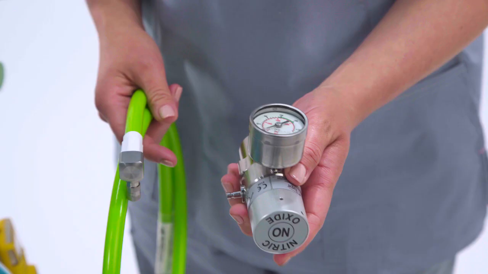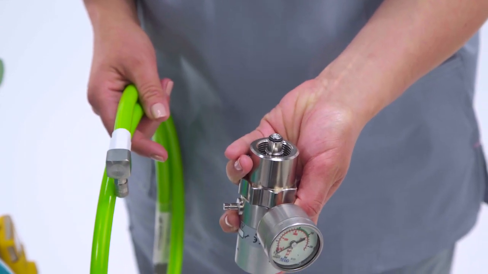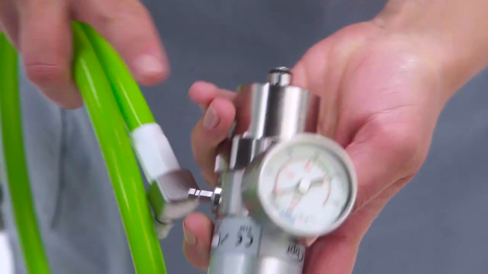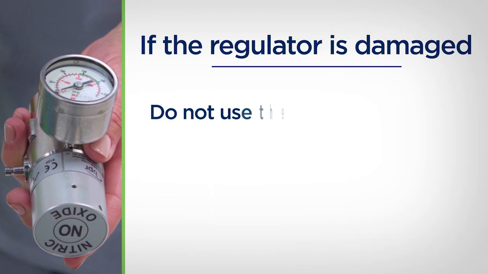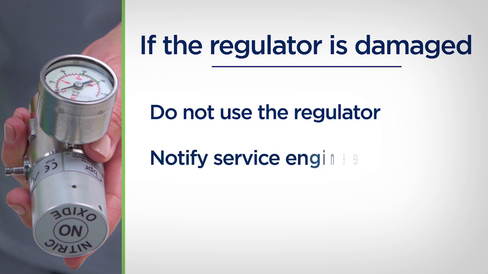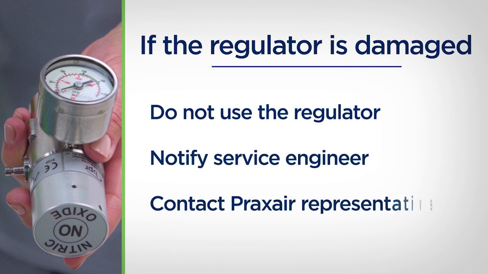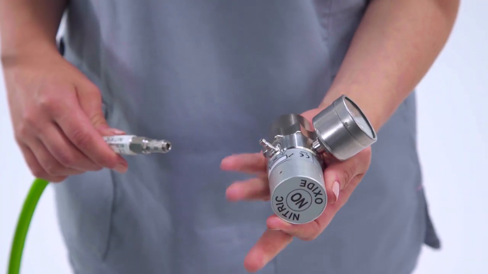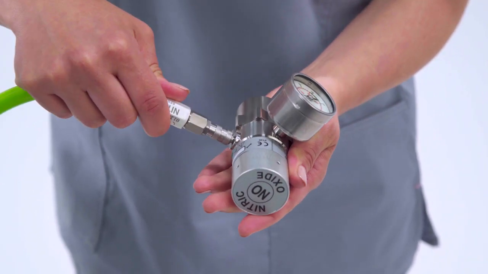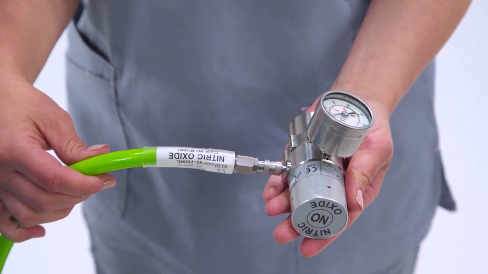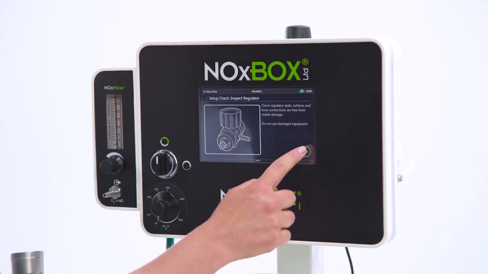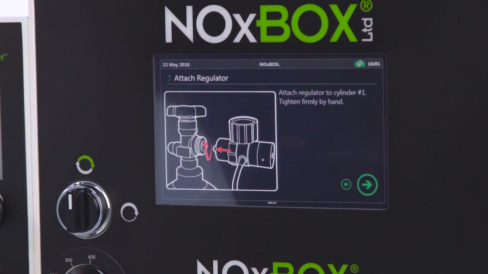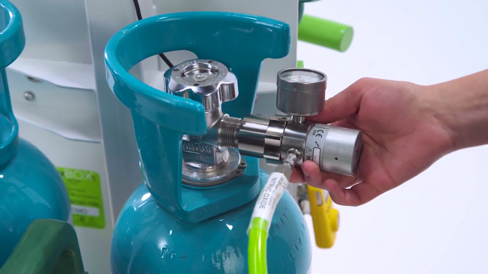Next, inspect the regulator you intend to connect to the NOx-event gas cylinder, paying particular attention to the sealing O-ring, gauge, and body for signs of damage. If the regulator is damaged, do not use it. Contact your qualified service engineer or contact your PraxAir representative. Once you're certain the parts are free from any damage, connect the nitric oxide supply hose to the regulator. When handling the regulator, take care not to lift it from the quick connector as it may drop and be damaged. Next, connect the nitric oxide supply regulator to the cylinder thread, keeping the regulator gauge clearly visible.